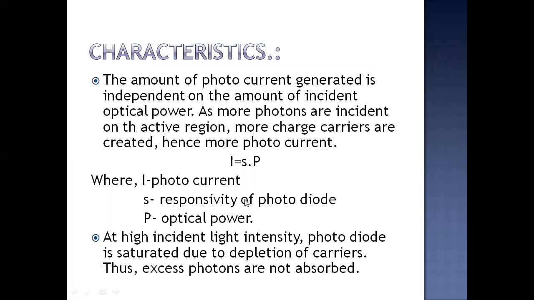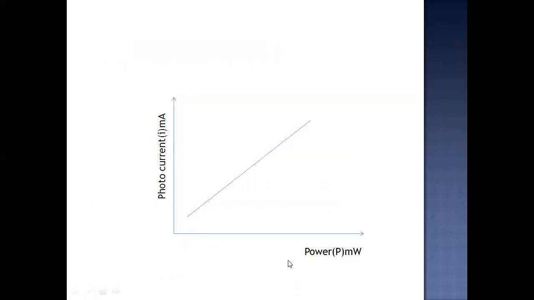Coming to the characteristics of a PIN diode, the photocurrent generated depends on the amount of incident optical power. As more photons are incident on the active region, more charge carriers are created, hence more photocurrent. The photocurrent can be given as the product of responsivity and optical power. At high light intensity, the photodiode is saturated due to depletion of carriers, so excess photons are not absorbed. You can see the characteristic curve drawn between power and photocurrent: as the power increases, the photocurrent also increases.